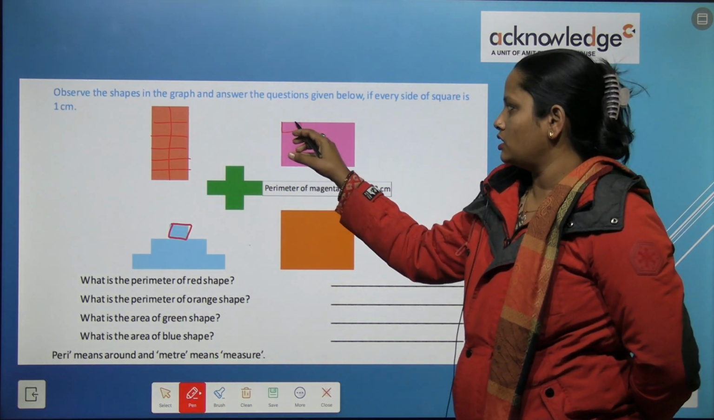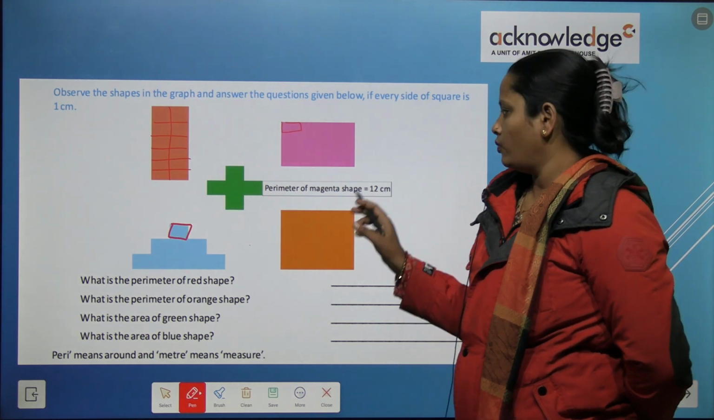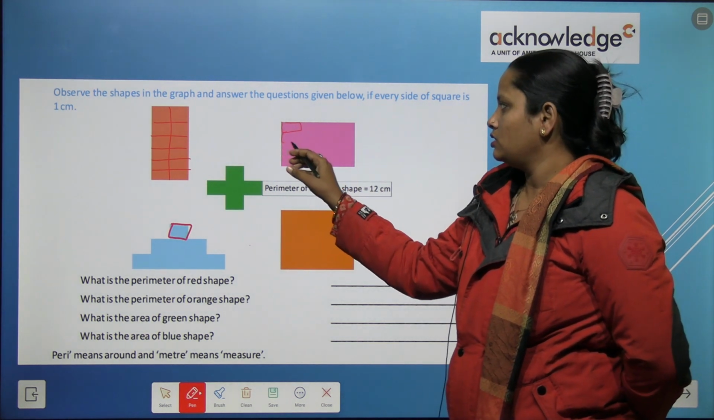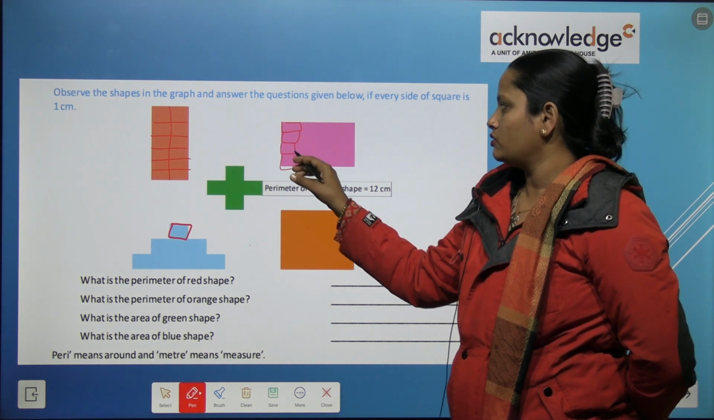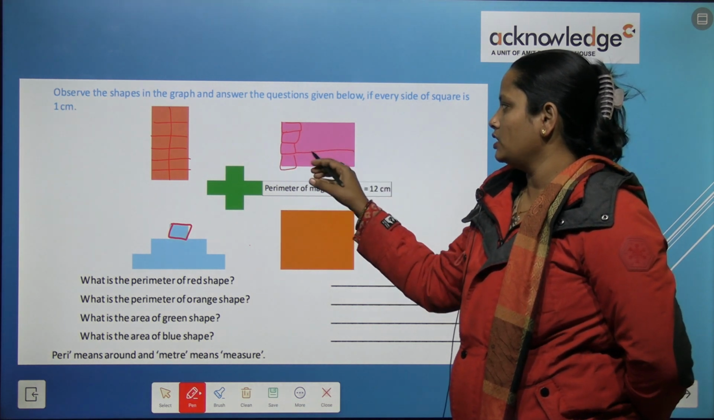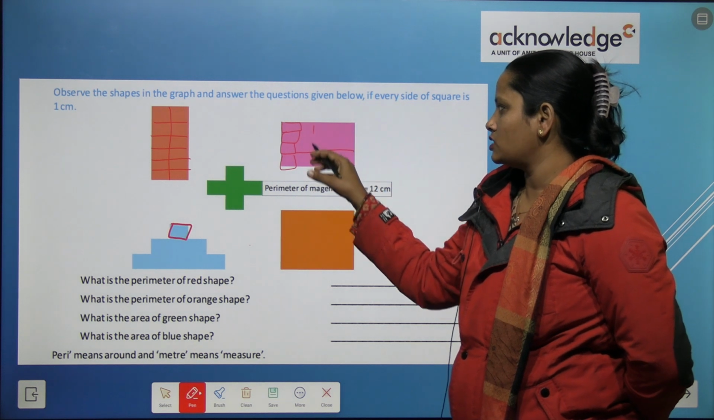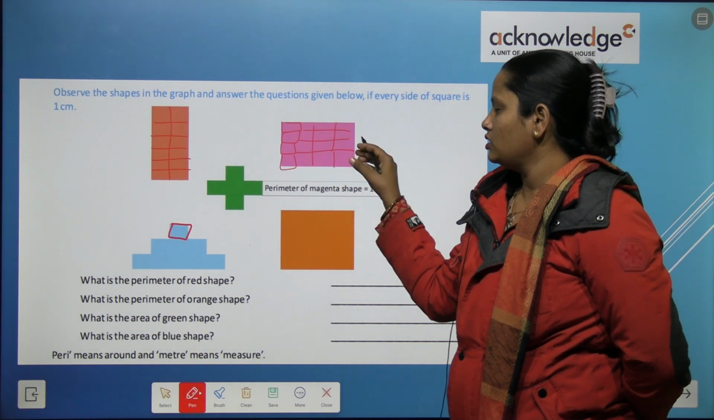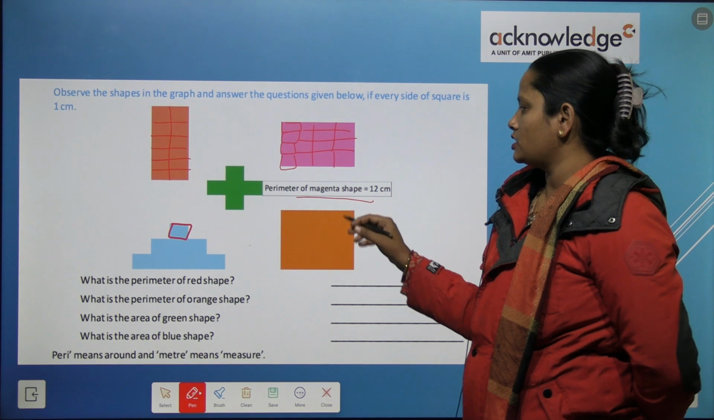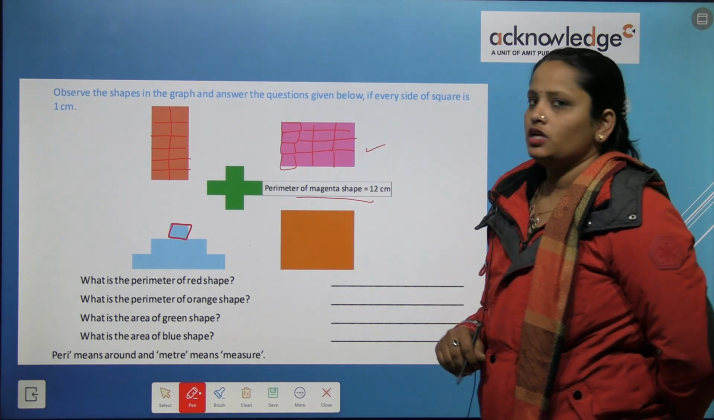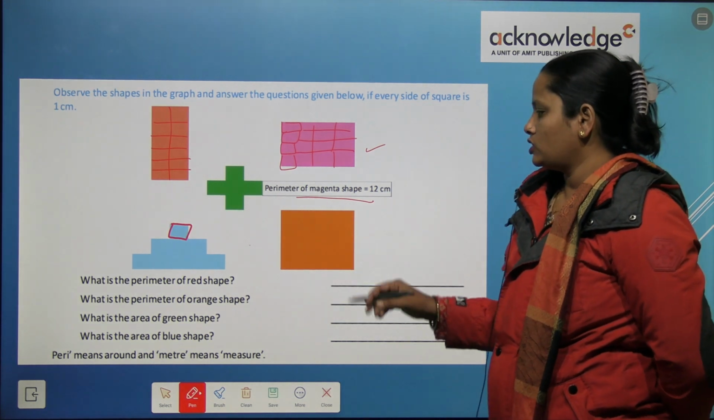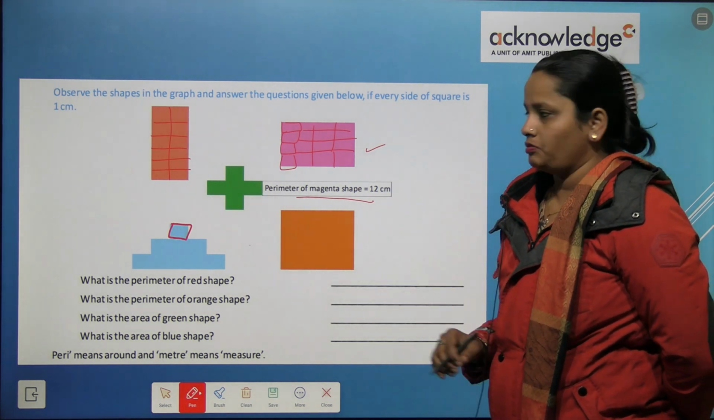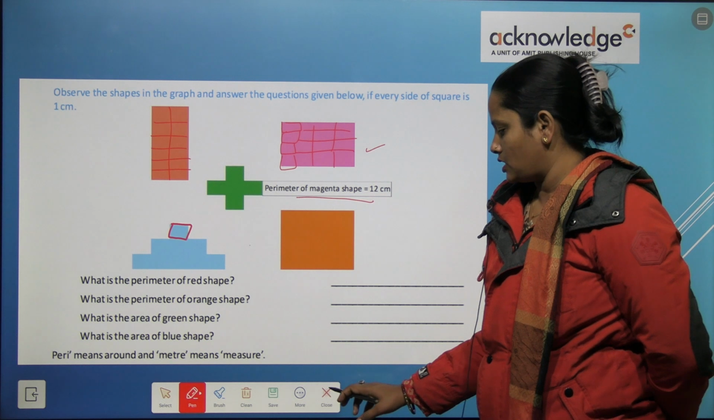So suppose this is 1 centimeter, 2, 3 and 4. So similarly, there are how many columns that you have to find. So here the perimeter of magenta shape means this shape is 12 centimeter. So similarly, you have to find the perimeter of the remaining shapes that are given here.